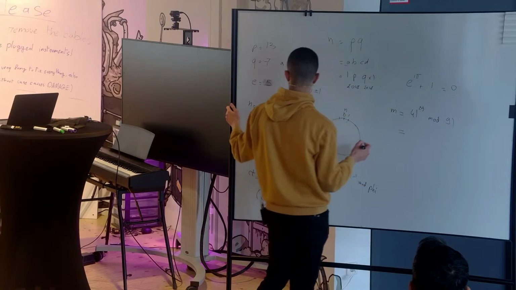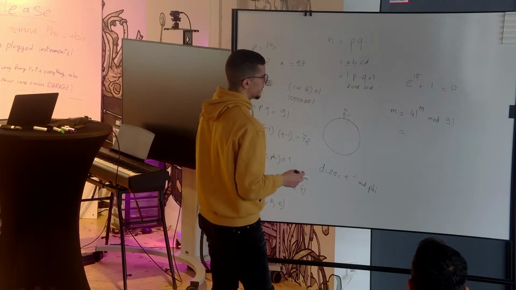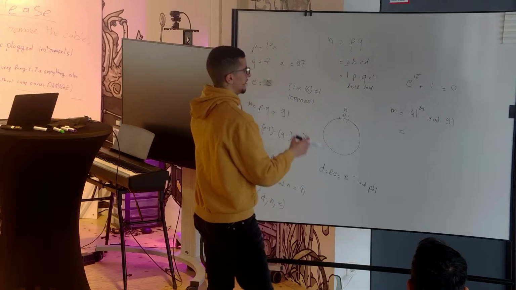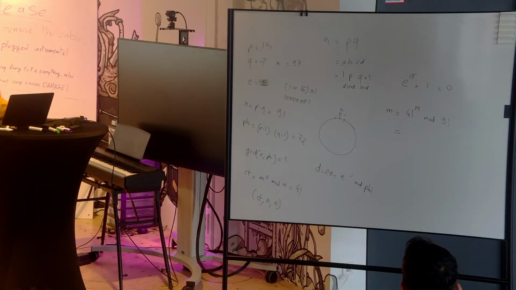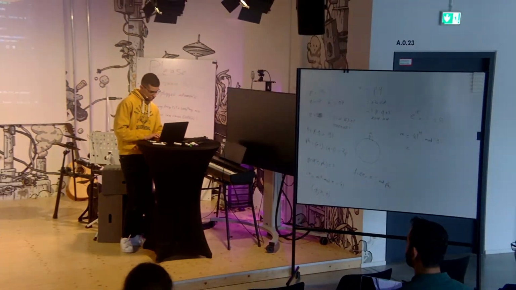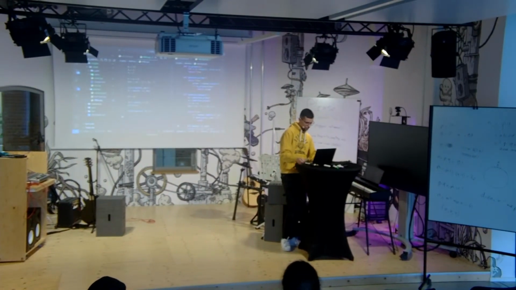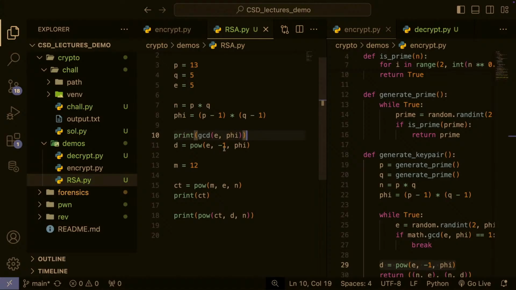Did you get it? No, this doesn't make sense. There is something wrong here. Let me just take a look again. Let me see, where did I make a problem? Because I prepared. CT to the power of d, yeah. D and phi is basically this. GCD of E and phi, and then the D is basically E to the power of -1 modulo phi.